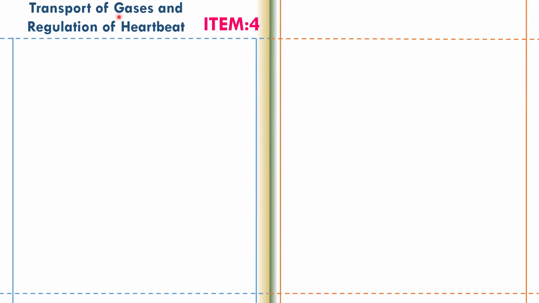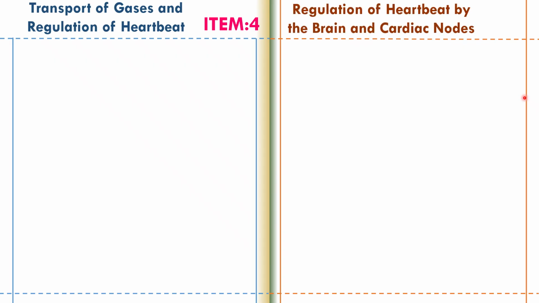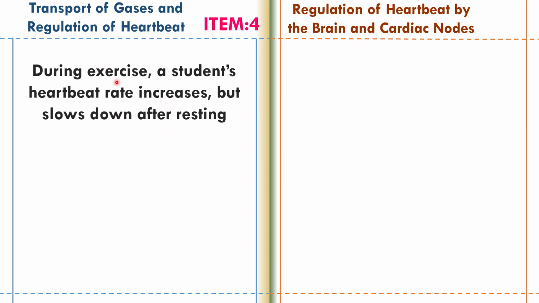Transport of gases and regulation of heartbeat, item 4. Let's look at regulation of heartbeat by the brain and cardiac nodes. During exercise, a student's heartbeat rate increases but slows down after resting. Task.